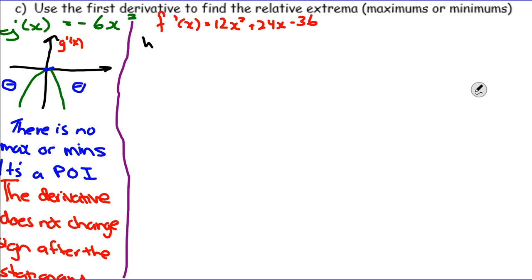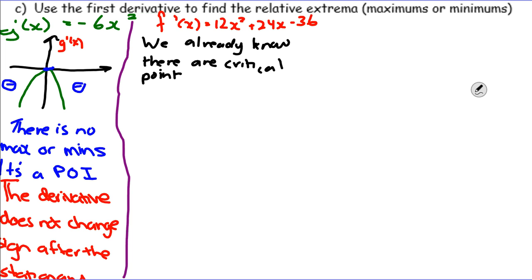We already know where... Sometimes I call them critical, sometimes I call them stationary. Critical points, that's meant to say. X equals negative 3. Yeah, so what this says, because the pen's messed up again, is that we already know there are critical points at x equals negative 3 and x equals 1. That was from the previous page.